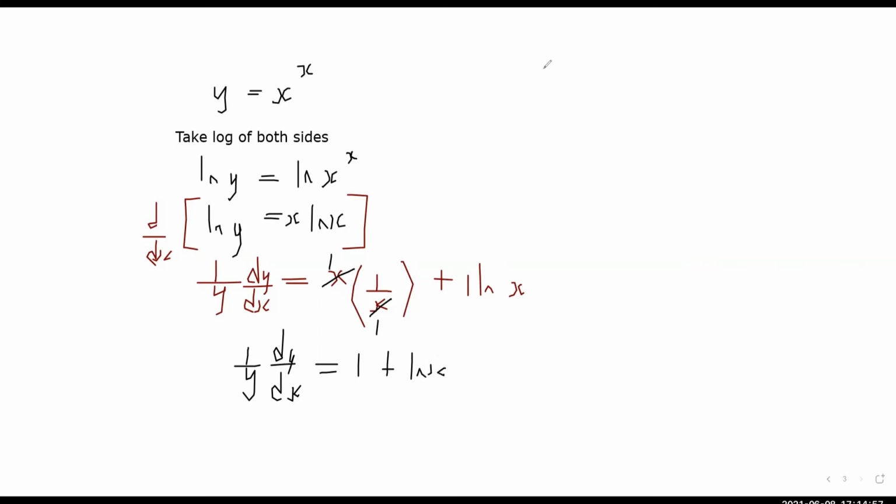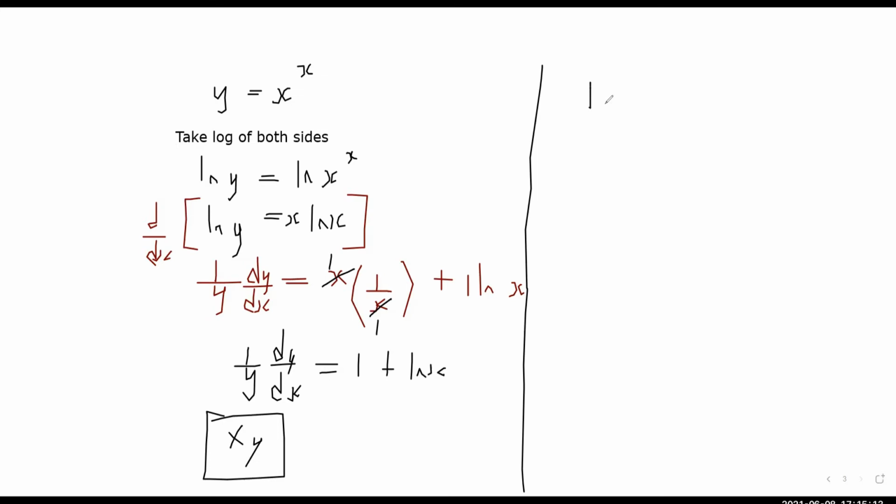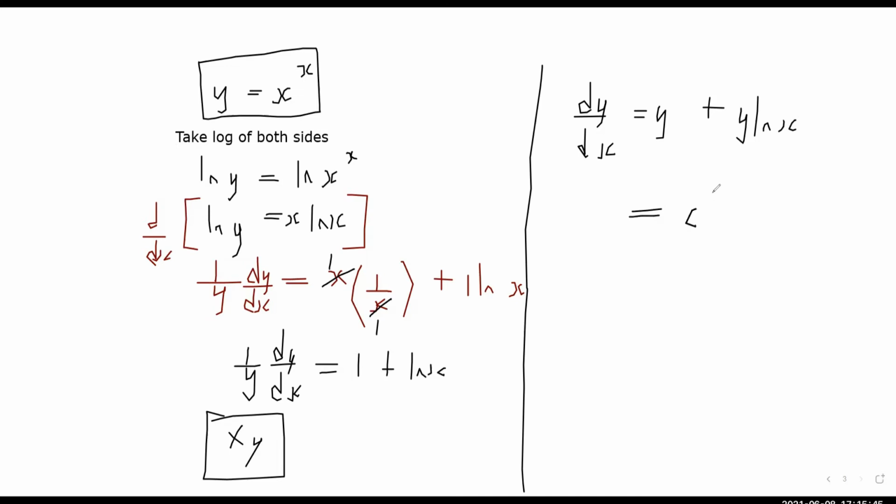So what we can do now, Jonathan, is multiply through by y. If we multiply through by y, y times 1 over y will cancel. So we'll just end up back with dy by dx being equal to y times the 1, which makes this y, plus y times the ln x, which makes this y ln x. But then what was y? Y was x to the x. So what we end up saying is that dy by dx is x to the x plus x to the x ln x. That's how we differentiate x to the x.